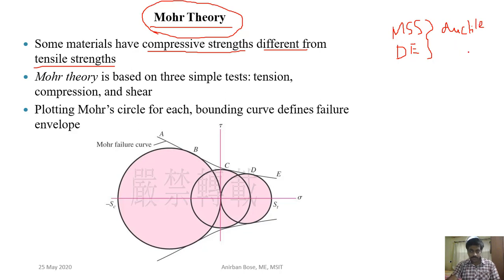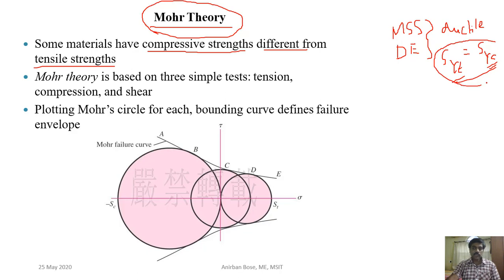and this theory is applicable when Sy, that means yield strength in tension, is the same as yield strength in compression. But there are certain materials, which are ductile materials, whose yield strength in tension is different from yield strength in compression. Then we use Mohr theory.